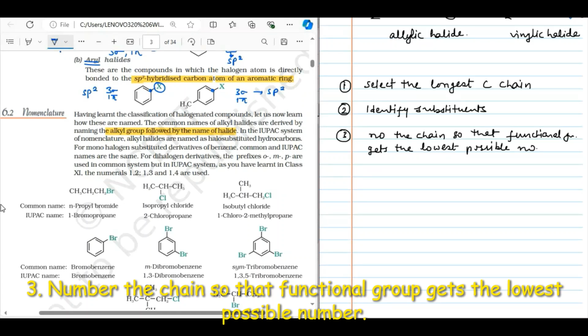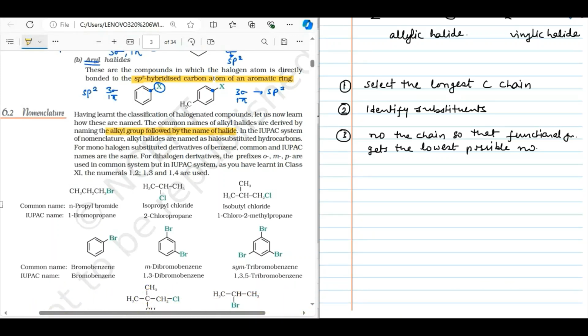Now examine the first example. CH3, CH2, CH2, Br. Here the longest carbon chain is 3 carbons long and bromine is bonded to CH2. So when you number it, you have to number it from the right direction. So this will be the first carbon, second carbon and this is the third carbon. As bromine is bonded to the first carbon, the name will be 1-bromo. Now write the parent name. Parent is propane. So the IUPAC name of this molecule will be 1-bromopropane.